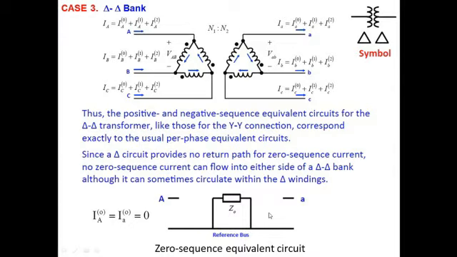The IA0 and Ia0 from the primary side and the secondary side, the capital letter shows the primary side while the small letter shows the secondary side. Both will be equal to 0.